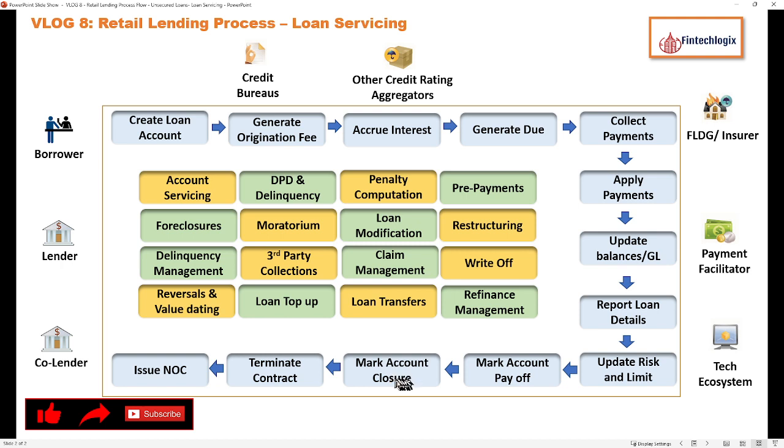Account payoff also means that the account would be closed, all your liens, everything would be removed, and your account can be marked as closed. You terminate the contract and issue a no objection certificate that nothing is due from the borrower. So, in simple terms, if there are no other factors, the loan life cycle would be very simple, like this.